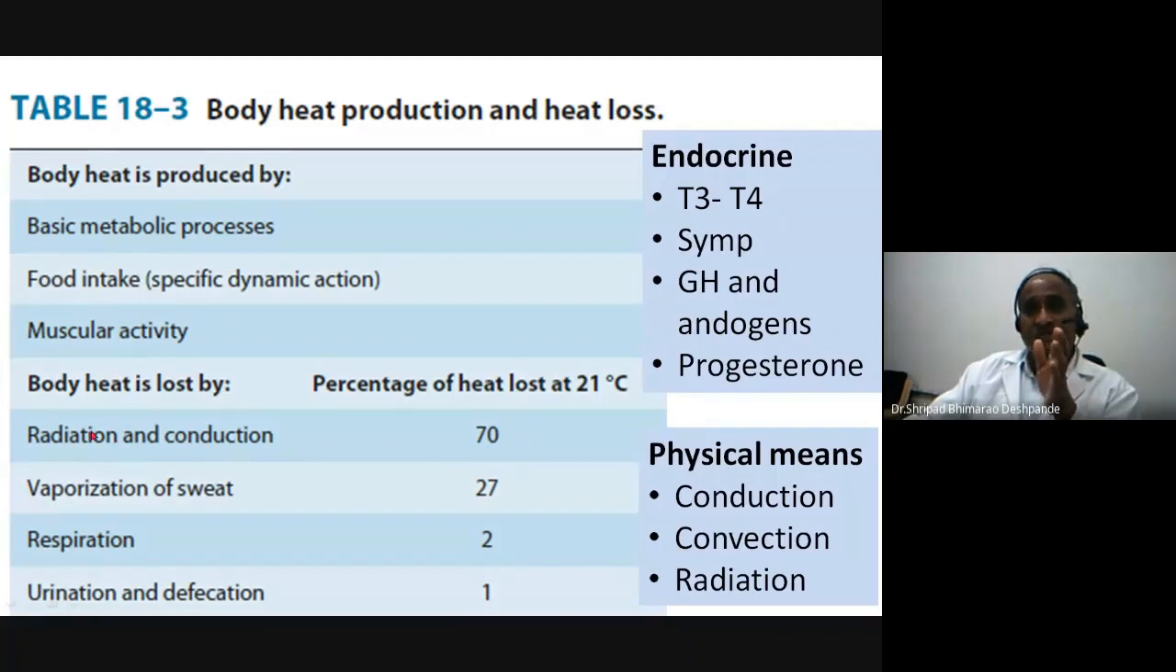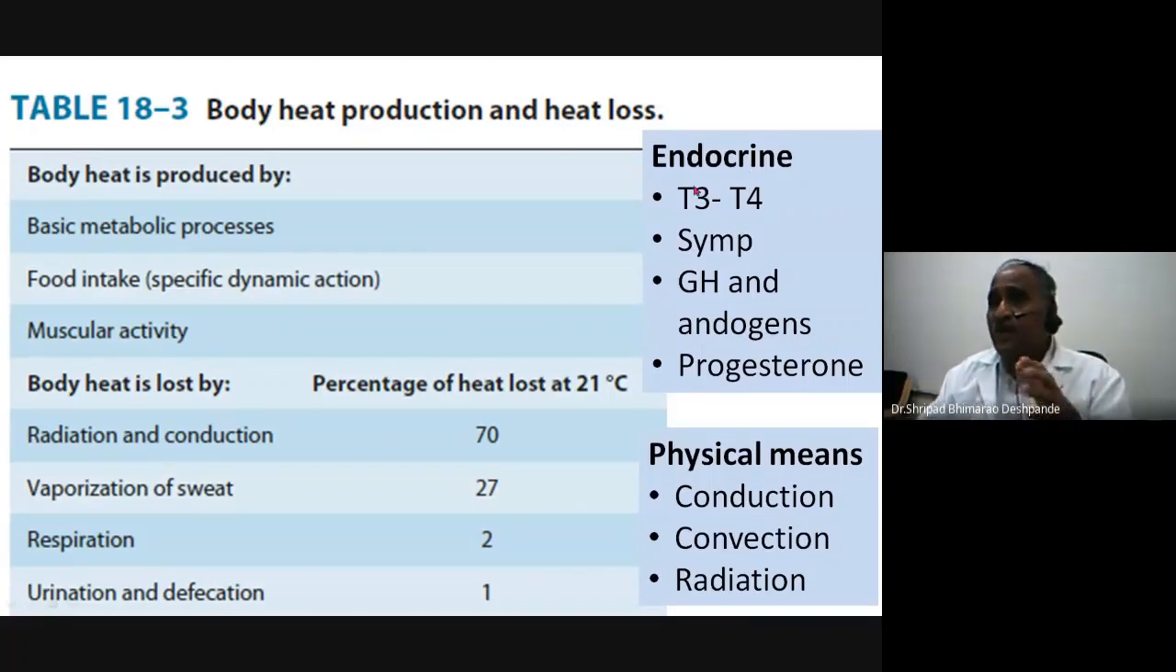So that means the major loss of heat is coming from the physical means, radiation or conduction, that is 70%, provided you are at 21 degrees Celsius. Suppose if you are at 40 degrees Celsius, no, there is no loss of heat. There is a gain in the heat, and this gain in the heat has to be compensated by something else. So those are the regulatory aspects.